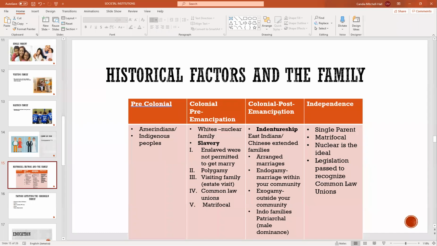And then after slavery ended, some of these very same family types, the visiting and the common law, continued into the post-emancipation period and into the independence period. When indentureship came, the East Indians and the Chinese lived together in extended families. The grandmother, the grandfather, the uncle, the sister, everybody under the same roof.